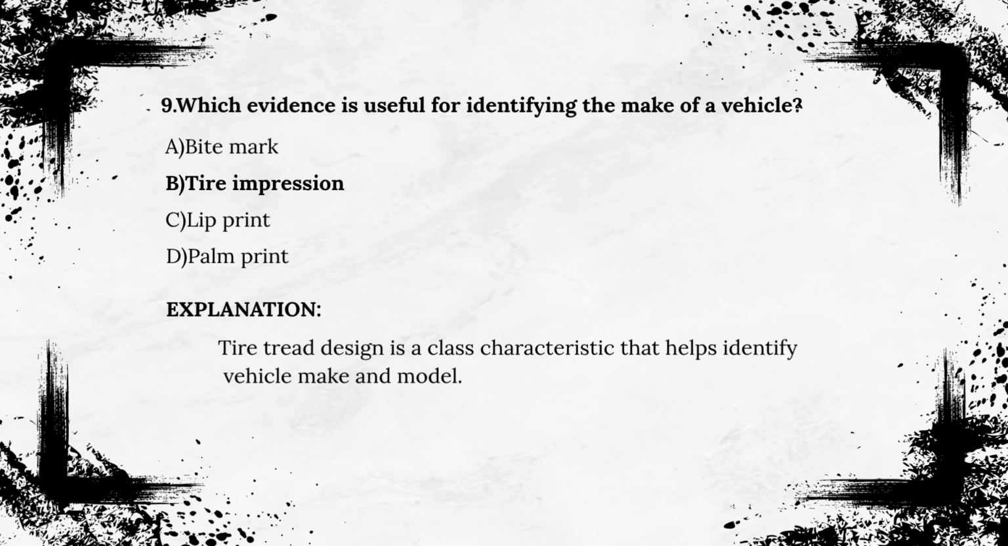Which evidence is useful for identifying the make of a vehicle? And the answer is option B, tire impression. Tire tread design is a class characteristic that helps identify vehicle make and model.